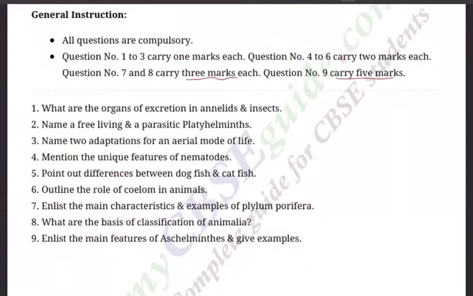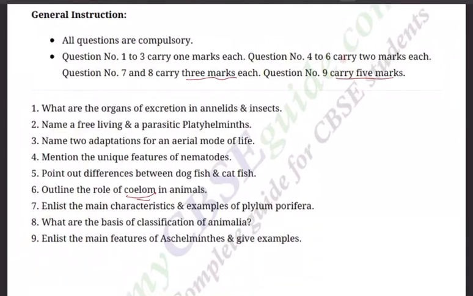Question number 5, point out differences between dogfish and catfish. And question number 6, outline the role of coelom, body cavity. Remember, coelom in animals. Based on coelom, we have classified the animals, remember. And these are all 2 mark questions. You need to write in, say, 2 to 4 sentences maximum.